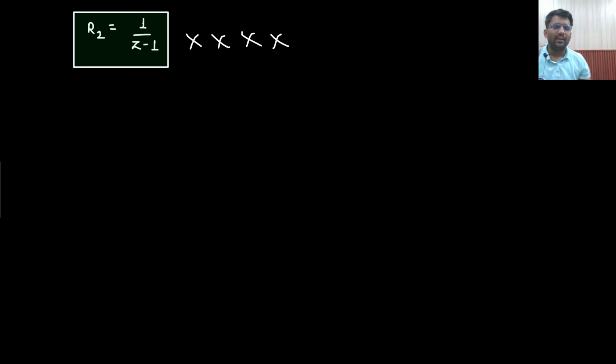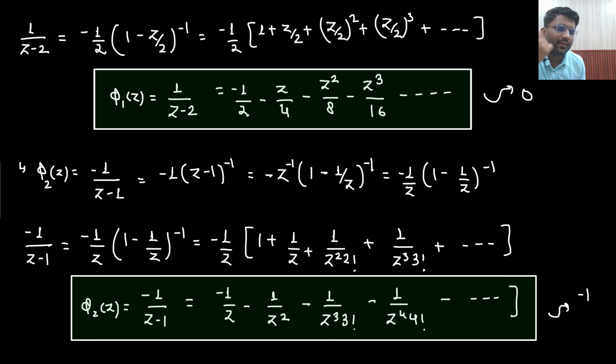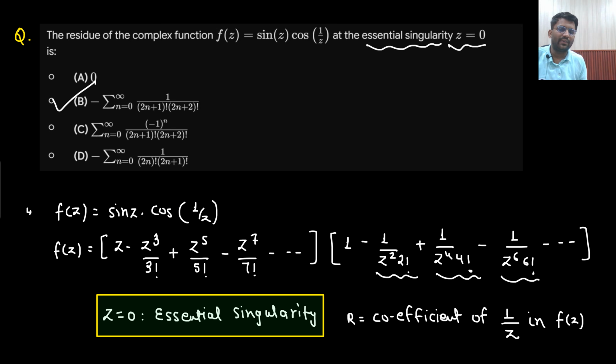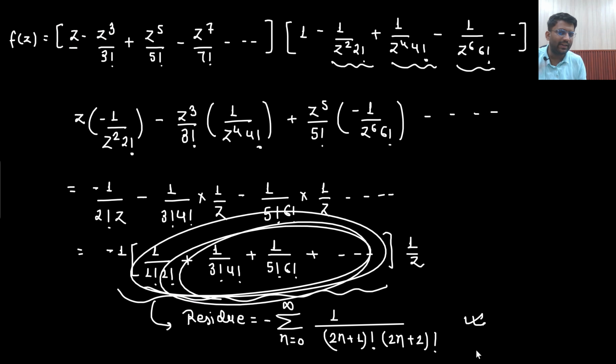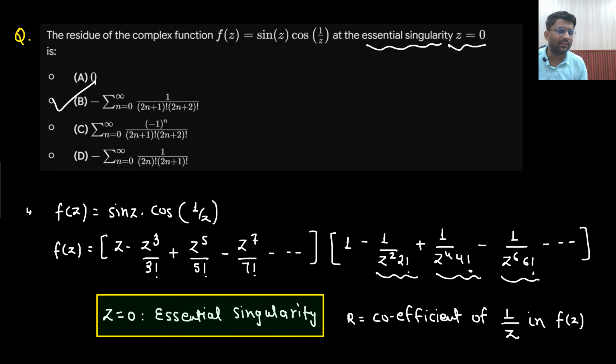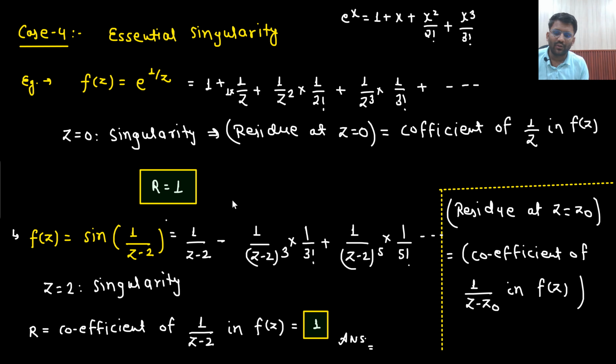This answer is wrong. Why is that so? Residue is a number. You see all the questions that we have solved previously. Residue is a constant number. When you solve it, you will get some numerical answer. Residue is a numerical number.